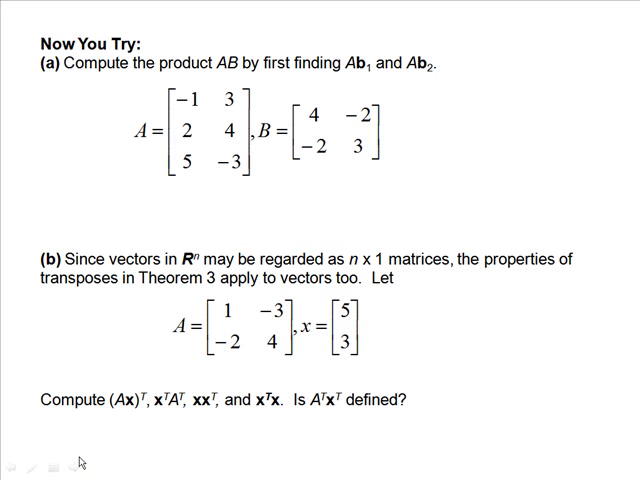Now you try. I want you to work the next two examples, and we'll discuss your answers in class.